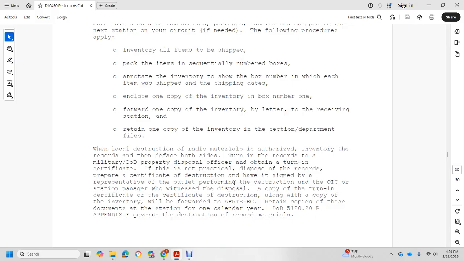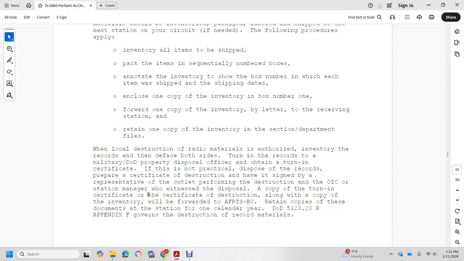The authorized inventory record with the defeat for both sides. Turn the records in to the military Department of Defense property disposal office with the turn-in certificate. If it is not practical to dispose of the record, prepare a certificate of destruction signed by the representative of the outlet performing the destruction, the OIC, section manager, or station manager, as witness of the disposal.